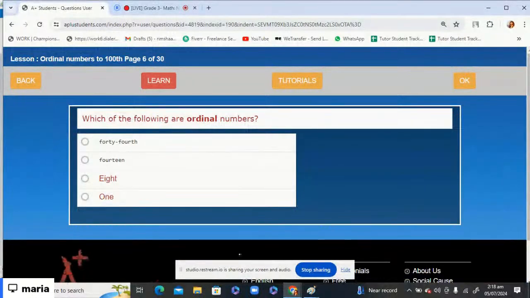Which of the following are ordinal numbers? Look at here. It's 44th, 14, 8, or 1. Check it out, everyone, and then tell me. Which of the following are ordinal numbers? It's 44th. Okay.